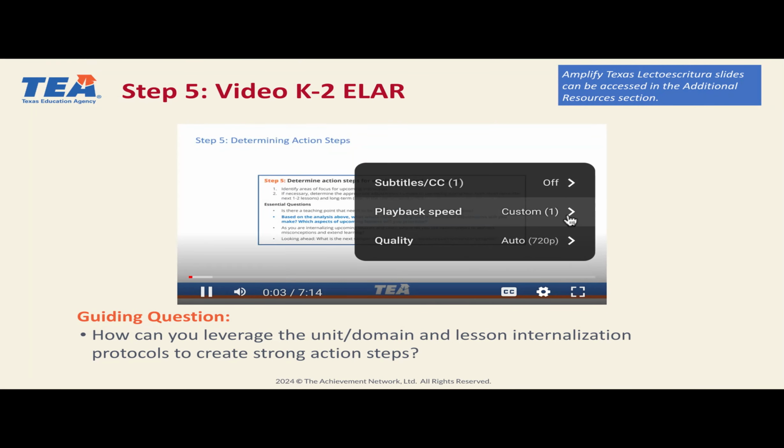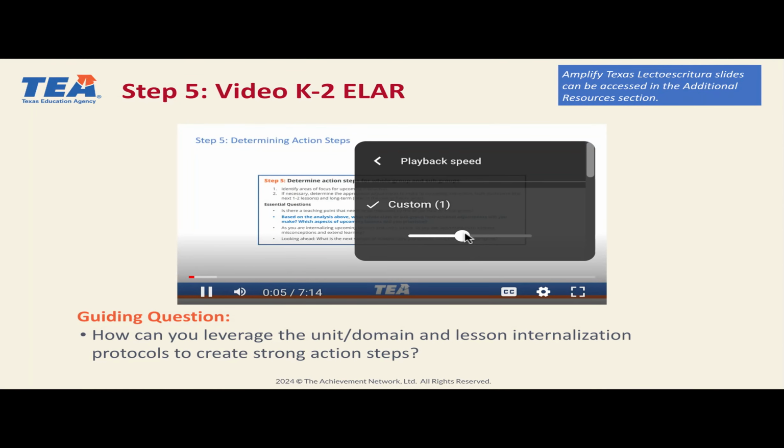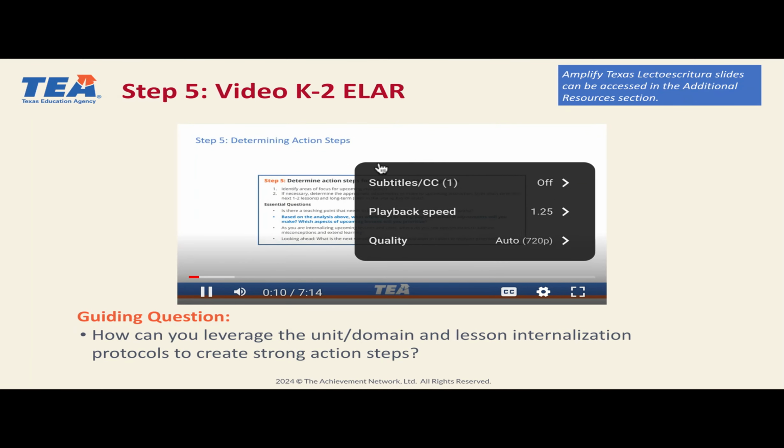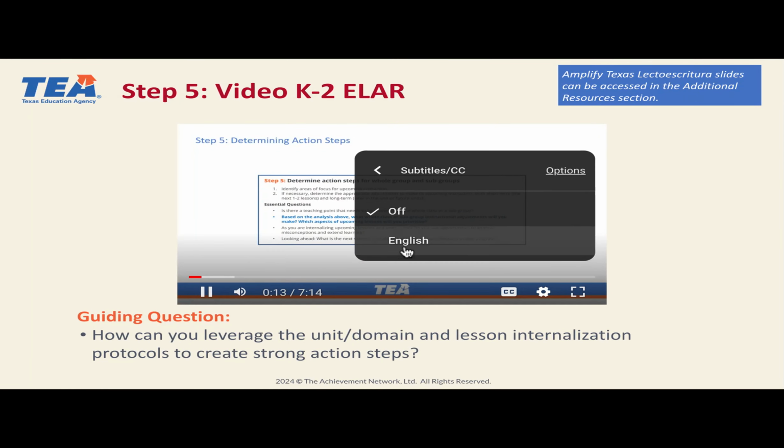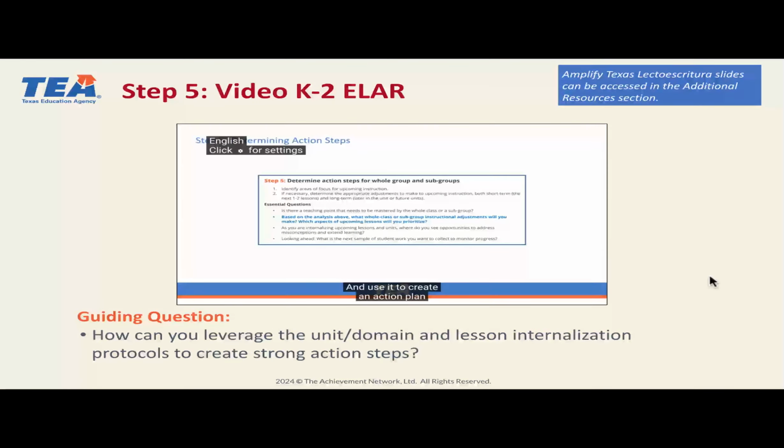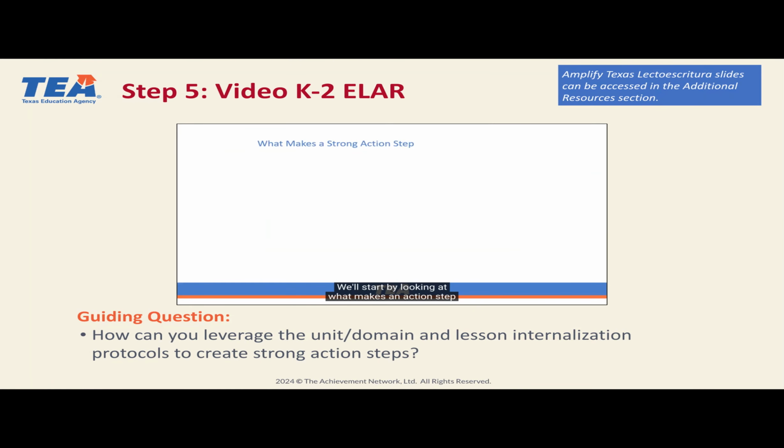Finally, we come to step 5. Here, we will be taking all of the work and analysis that we have done on activity book page 23.1 and use it to create an action plan for our students that is data-driven, grade level appropriate, and moves our students forward without remediation. We'll start by looking at what makes an action step effective and what makes for a less effective action step.